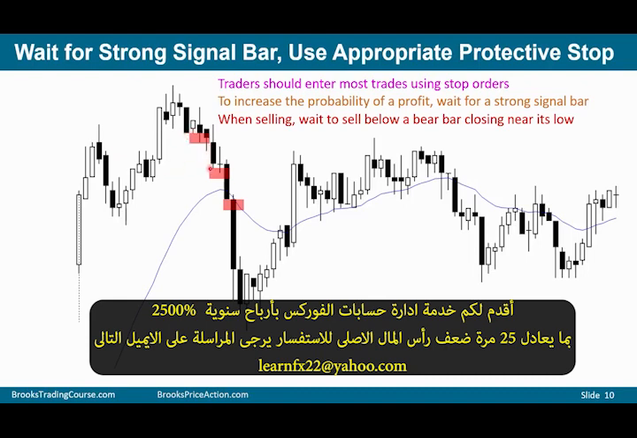Here we have another bear bar closing near its low, and we're in an early bear trend, a tight bear channel. You sell on a stop below that bar. Another bar closing near its low, here on its low, sell on a stop below that bar.